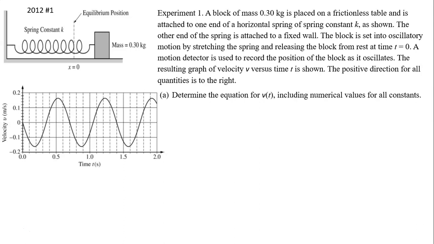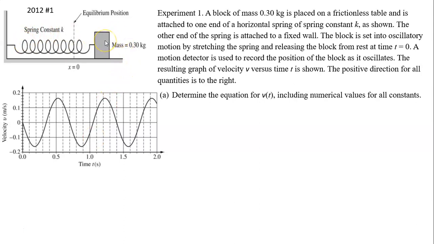The resulting graph of the velocity v versus time is shown. The positive direction for all quantities is to the right. Determine the equation for v(t), including numerical values of all constants. So here is the motion diagram, and here is the actual lab setup.